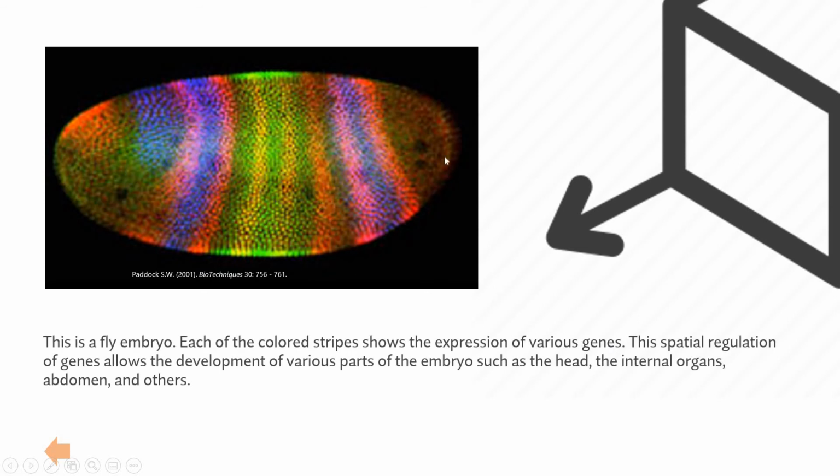The next one is space. For space, let us use this fly embryo in our discussion. Each of the colored stripes shows an expression of various genes. So this spatial regulation of genes allows the development of various parts of the embryo, such as the head, the internal organs, abdomen, and others.